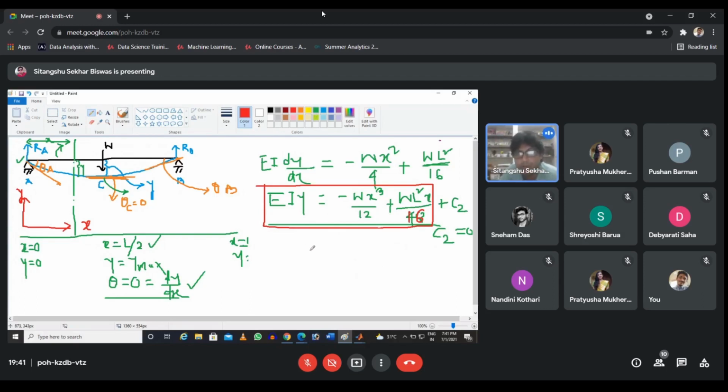Now we want to find out the y maximum, which is at the middle. So let us compute it. EI y max is equal to, so we have to substitute this x by L by 2. Now you put that value and simplify and tell me how much it will be. Just in place of x, you put L by 2 and tell me what the right hand side is finally coming to.